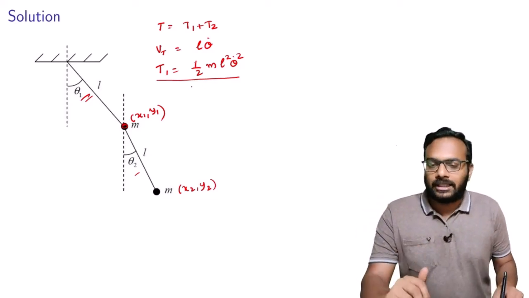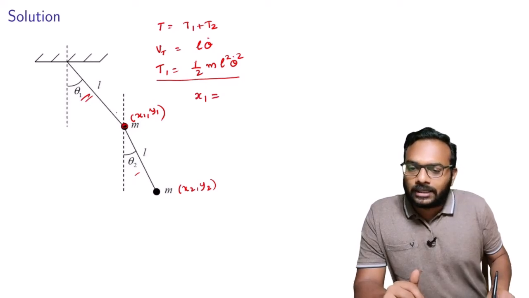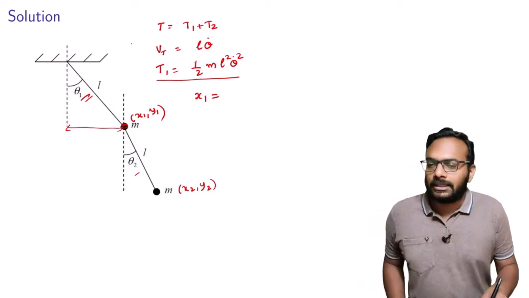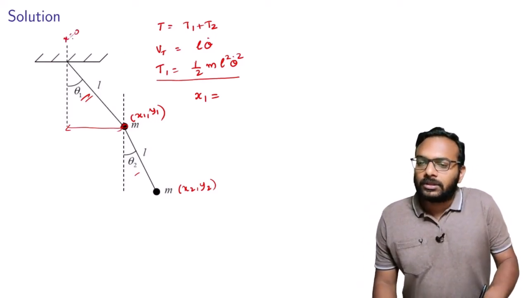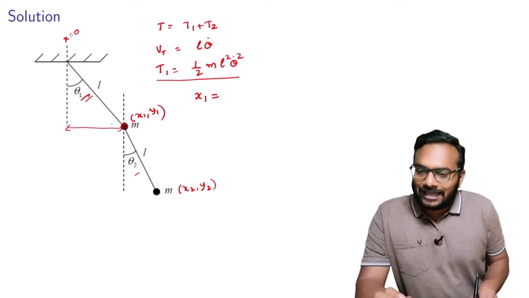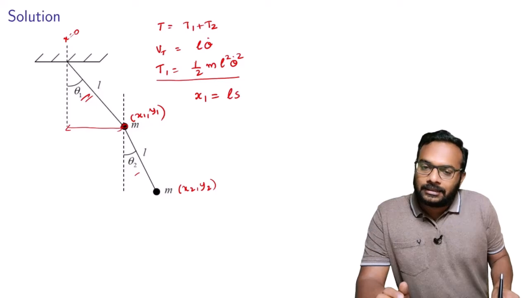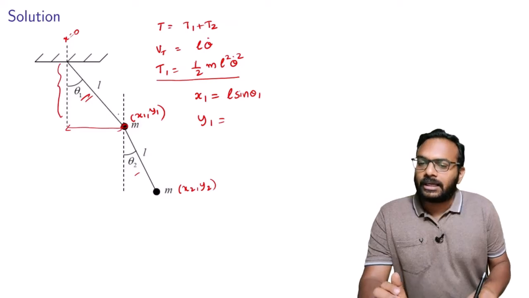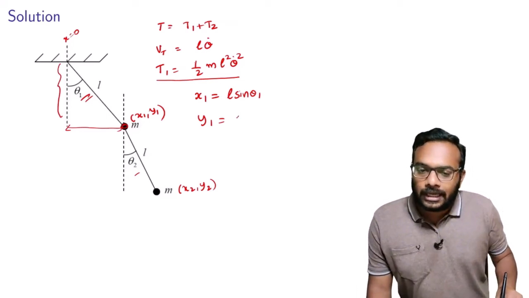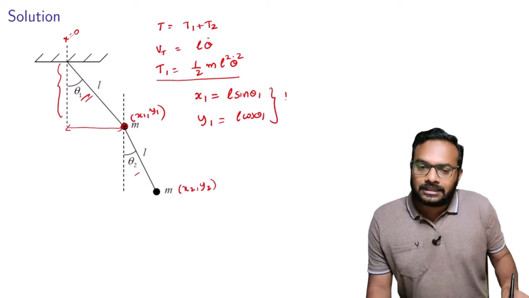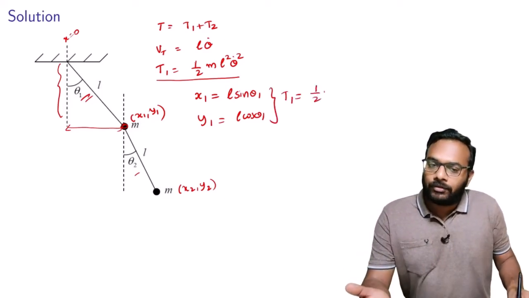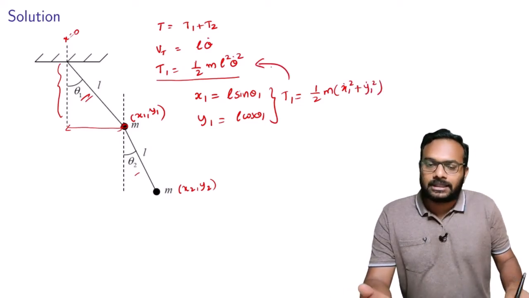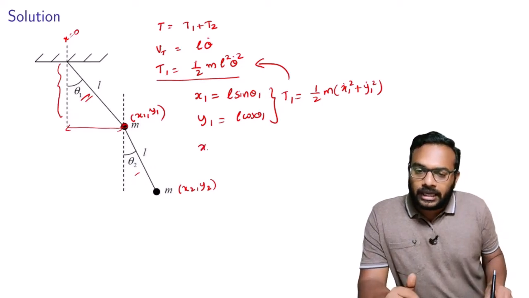So let's look at x1 and write down the transformation equations. We can take this line as the y-axis, and along this line we'll say x equals 0. So x1 is this length, and that is L sine theta 1. And y1 is this length, which is equal to L cos theta 1. Now you could easily find T1 also using half m times x1 dot square plus y1 dot square, and you'll get back this equation. No problem there.